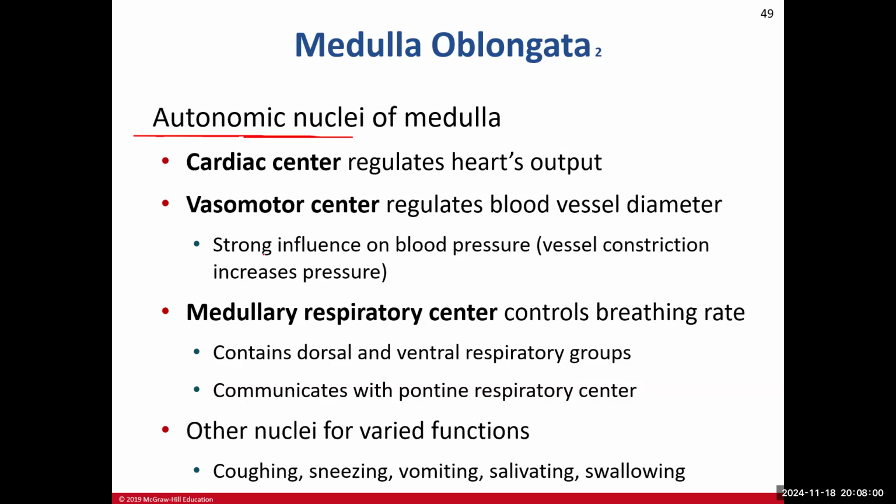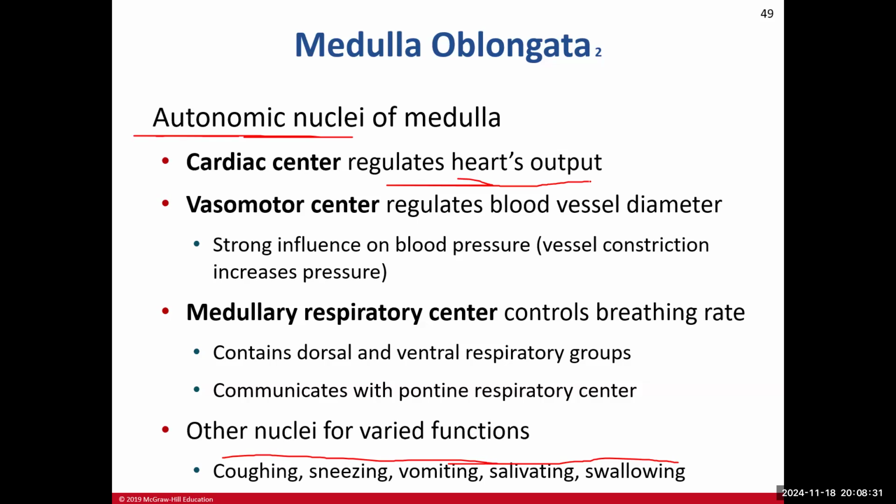Look at all these other nuclei that have functions here in the brainstem: coughing, sneezing, vomiting, salivation, swallowing, right? Some of those have to do with digestion, right? Cardiac center, you'll learn more about this when you study chapter 19 and 21. Your heart's output, whether your heart's beating fast, whether it's beating slow, whether it's beating stronger or not as strong. Okay, the cardiac center is going to regulate all that.